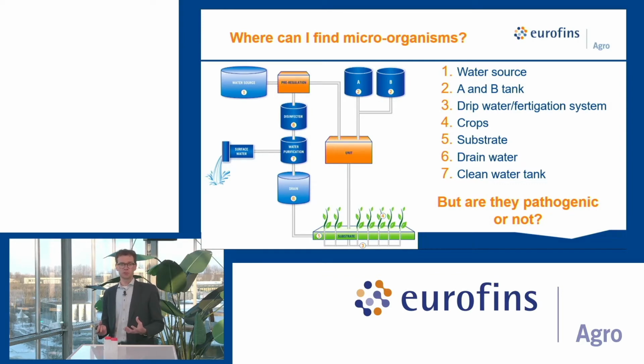The crops, of course, there can be damage on the crop. The specific fungi and bacteria around the roots, they settle in the substrate around the roots. These fungi and bacteria or viruses can be detected also in the drain water and in the clean water tank. Is this tank really that clean, I expect? And are these fungi and bacteria pathogenic or not?